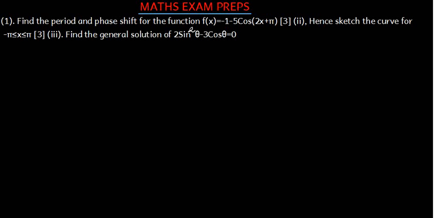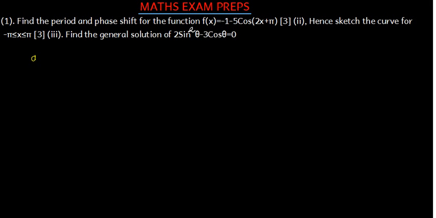We continue solving questions. Find the period and phase shift of the function f(x) = -1 - 5cos(2x + π). The period of this function is given by 2π divided by b, where b is the number in front of the x, in this case a 2, and so the period of this function is π.